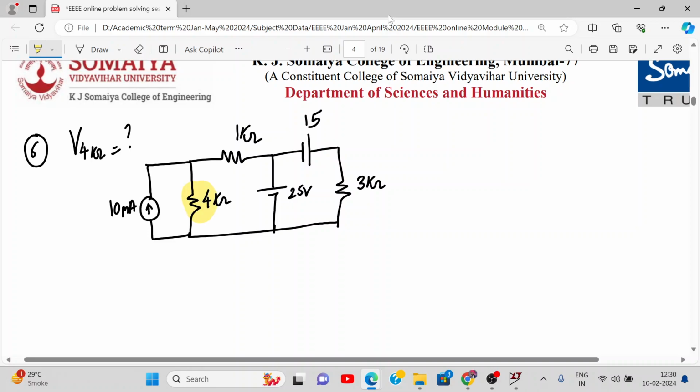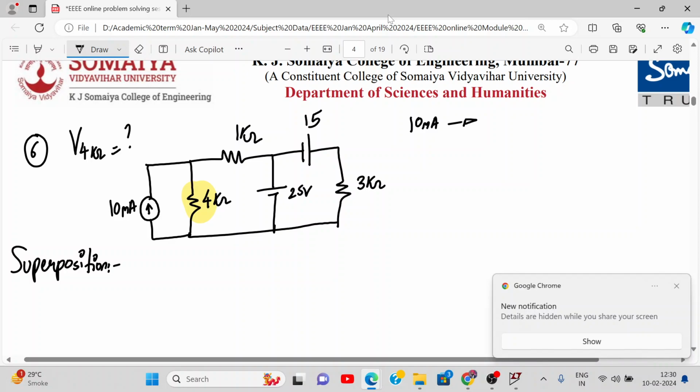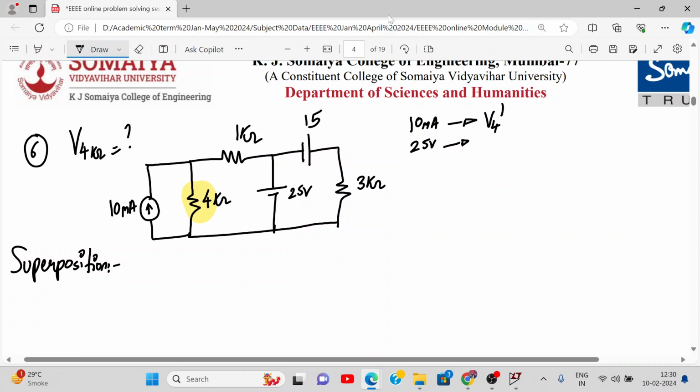So what is superposition theorem? What do you mean by superposition? You consider one source at a time. So let's say you consider 10 milliampere current source, and you find a voltage across 4 kilo ohm resistance. Okay, so let's just call that V4 dash. Then you consider 25 volt voltage source, that we call V4 double dash, and then we consider 15 volt and calculate voltage across 4 kilo ohm, calling it voltage triple dash.